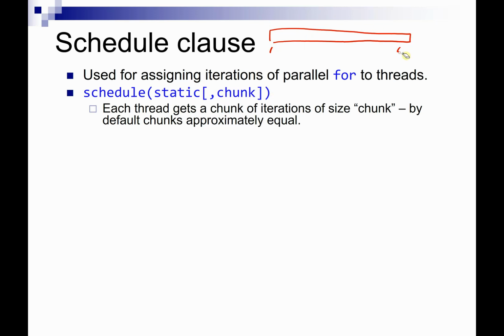Now, if you have the chunk parameter, it's going to do something somewhat differently. The chunk is going to say that it's going to give a chunk number of iterations to each thread.